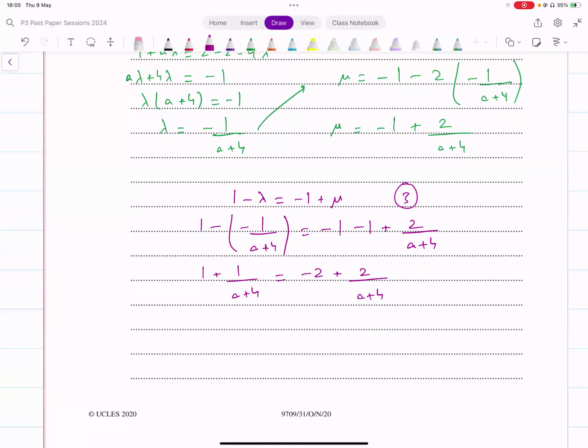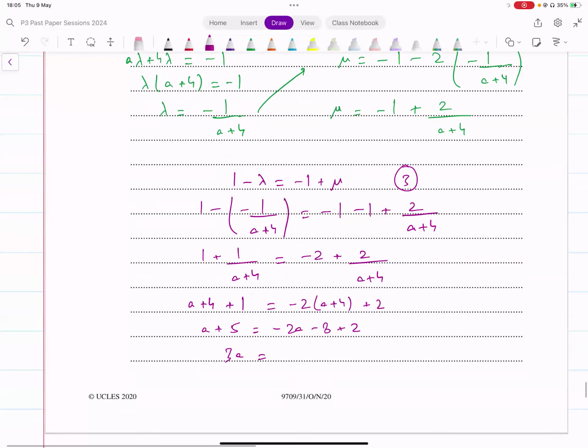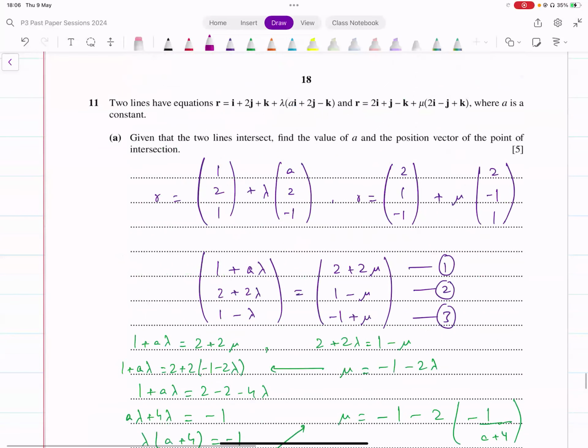If you multiply the whole equation by A plus 4, that gives me A plus 4 instead of this, plus 1 on the left side. On the right side, I have minus 2 into A plus 4 plus 2. And now simplify everything, and that gives us A plus 5 equal to minus 2A minus 8 plus 2. 3A equals minus 6 minus 5, right? Is that correct? Any careless error you can spot here? I think it's okay. 3A equals minus 11, and the value of A that I'm getting is minus 11 over 3. Okay, does that look okay? Minus 11 over 3, that's the value of A that we're getting.